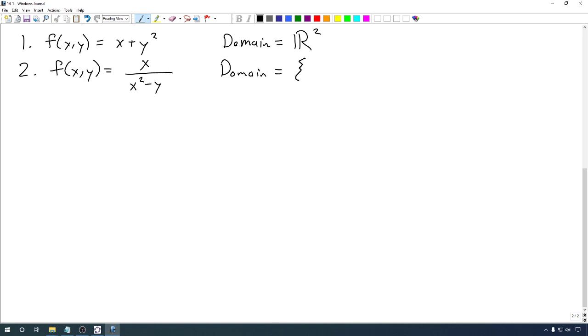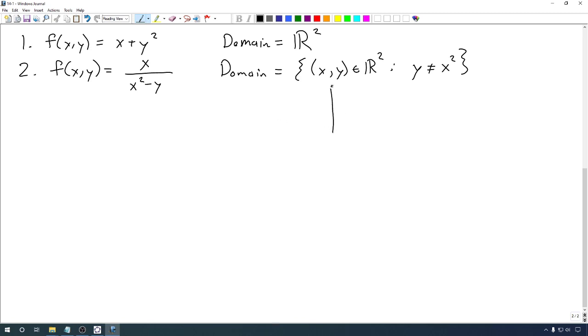So let's write this using our set builder notation. So we'll say the domain is all the points x, y. We can say they're in R2, though we could leave that part out if we assume that we're working in R2. But it's going to be all the points x, y that satisfy the condition that y is not equal to x squared. That's our restriction on this function. We cannot plug any of those kind of points in.